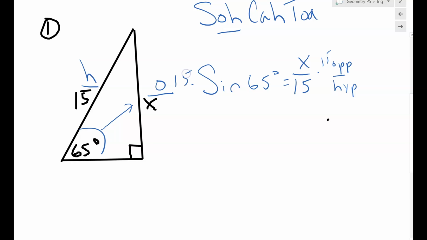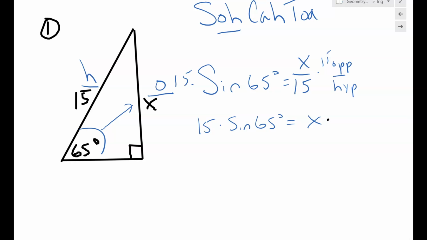And this is the reason I'm going to talk about this. I want you to do this first. Don't type this in the calculator and get a decimal and round and all that. So here's what we're going to do. So this 15 times sine of 65 is what x is equal to. We're going to type that in our calculator just like that.